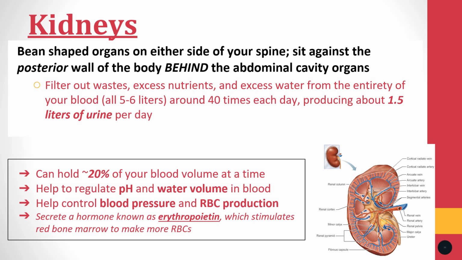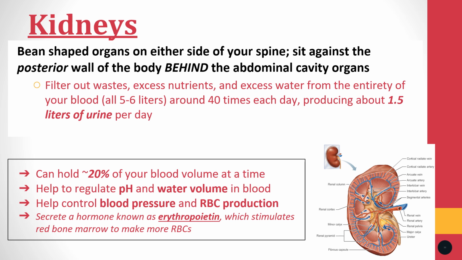Okay, so first things first. The kidneys are going to be little bean-shaped organs that are going to be on either side of our spine. They sit against the posterior wall behind the abdominal cavity organs. You'll hear this referred to as retroperitoneal whenever you start getting deeper into medicine.